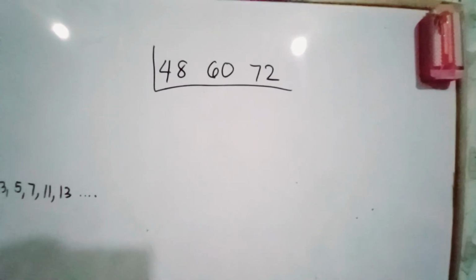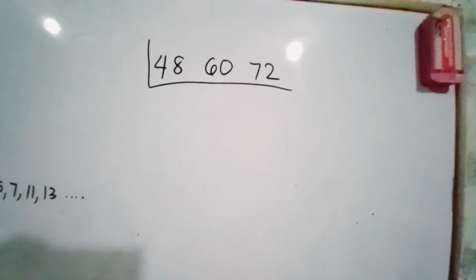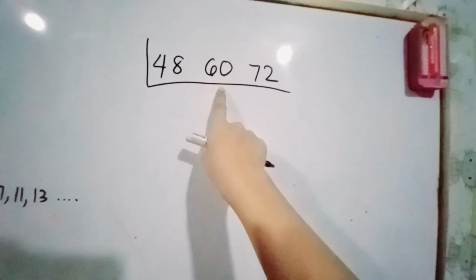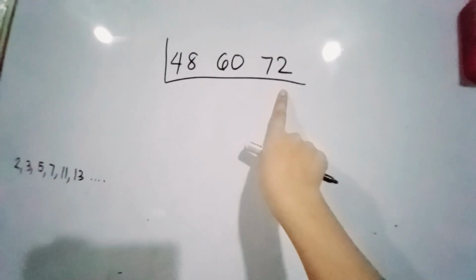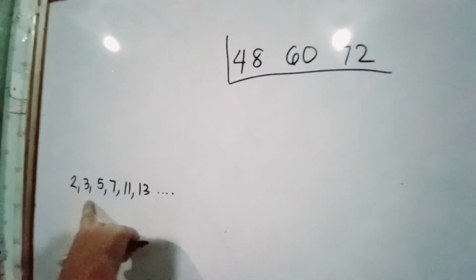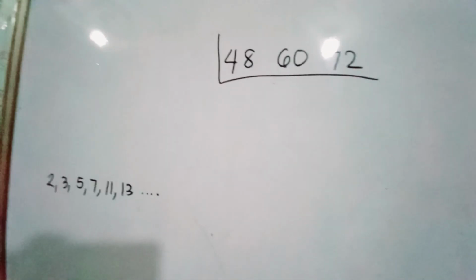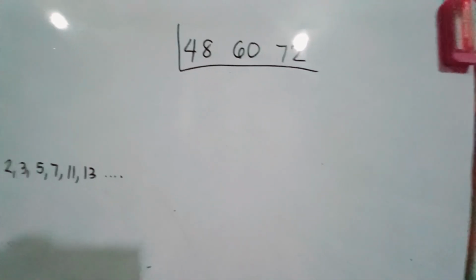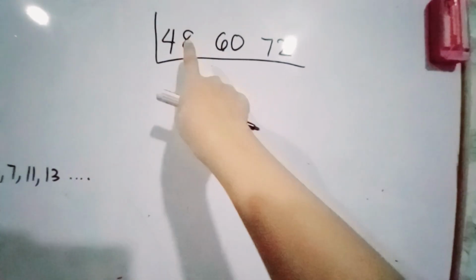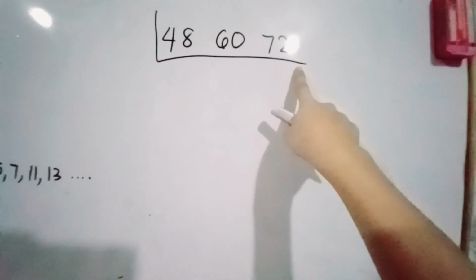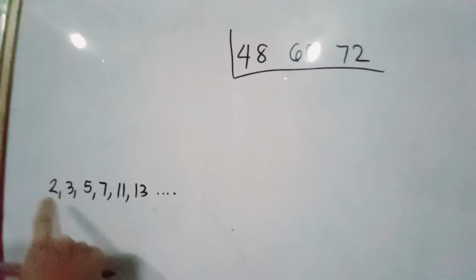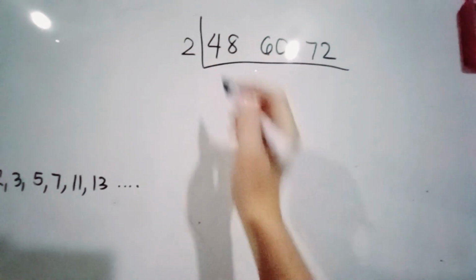Now, let's try bigger numbers. Okay, so we have here the given 48, 60, and 72. We will find their GCF. So again, the only divisors that you can use are prime numbers. Okay, 48, 60, and 72 are even numbers. Why? They end with 8, 0, and 2. Therefore, we can use our prime number 2 as our divisor.